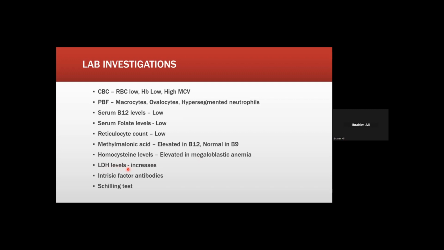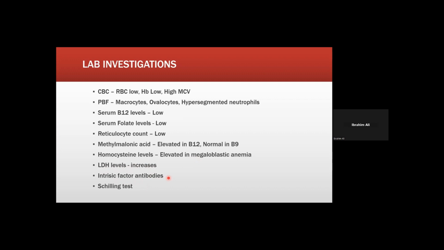And then because of the breakdown of blood cells, LDH levels also will be increased. Lactate dehydrogenase level, and then intrinsic factor antibodies. You'll also do that. Let me explain this.